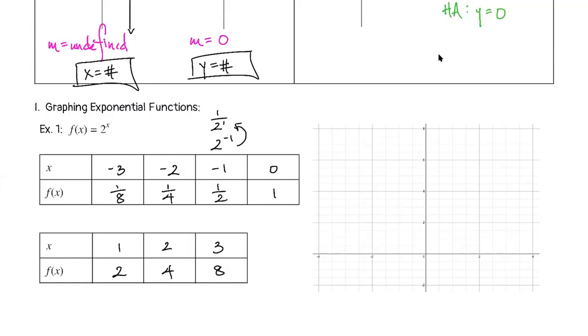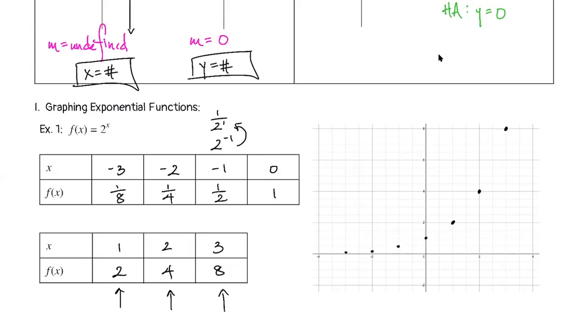All right, so now that we have our coordinate points, let's plot them. So I'm going to start over here. I've got an x value of 3, and I go all the way up to 8. So 3, 8. And then my next pair is going to be 2, 4. And then my next pair is 1, 2. Then I have 0, 1, negative 1, 1/2, negative 2, 1/4, and negative 3, 1/8.